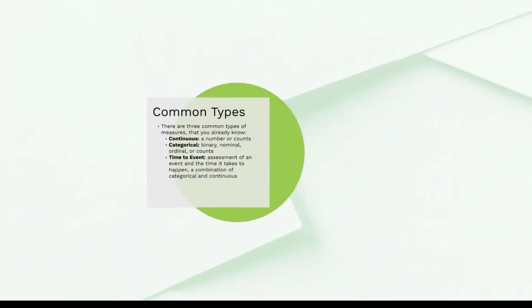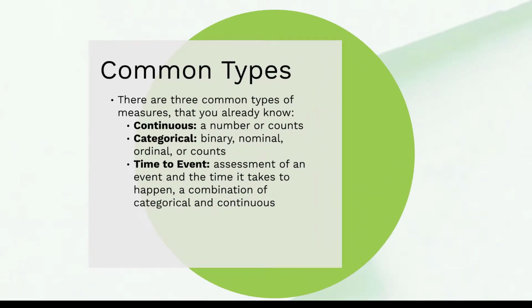So what are the common types? There are three common types of measures that you already know from your statistics courses. Continuous measures, those are numbers or counts. Categorical measures, those are things that are collected in categories or in name. So binary, nominal, ordinal, and counts. So you'll notice counts is there twice.